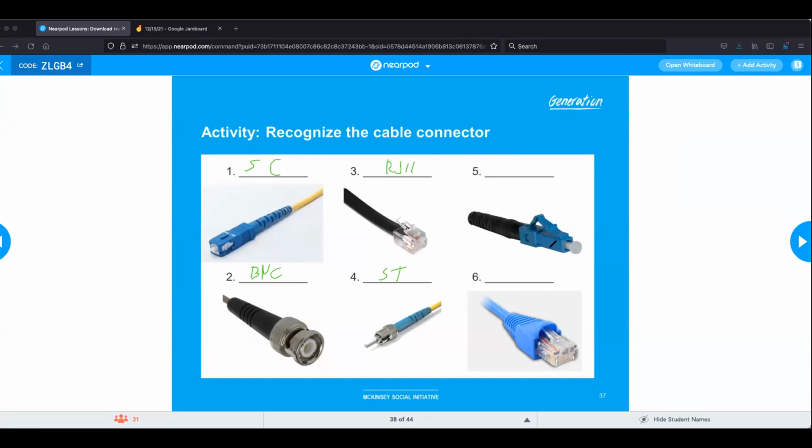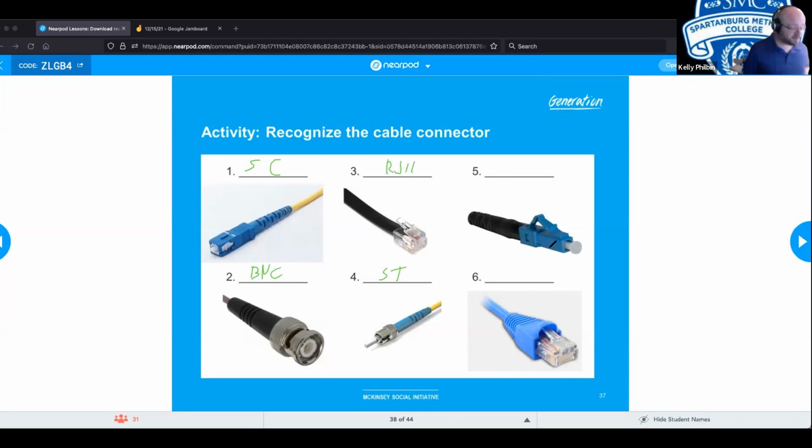No, I'm not sure. Does it use electricity? Does it use light? Light. So which of our types of cable standards use light? Optic. Here we go. Fiber optic. There you go. Fiber optic.